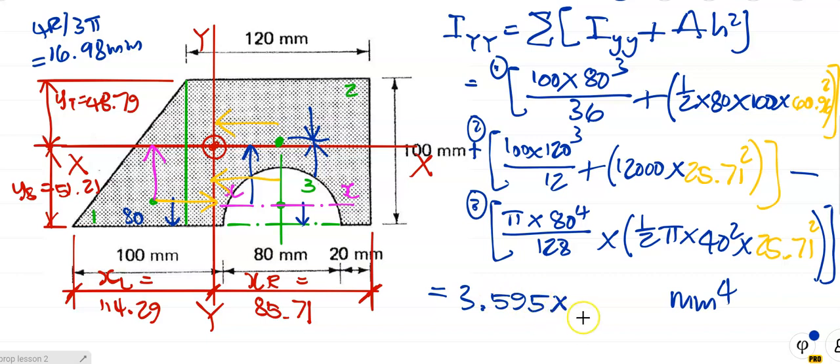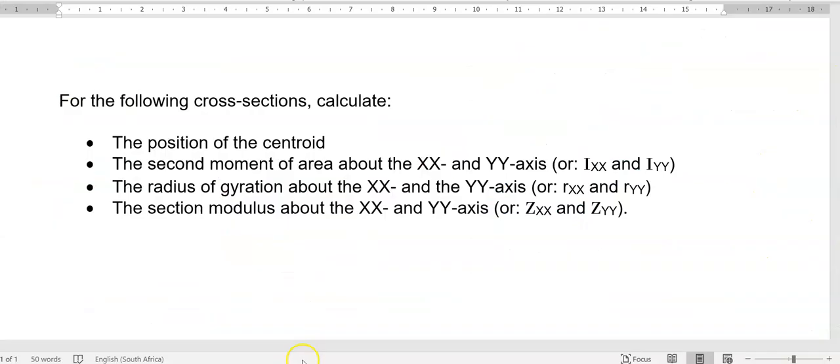3.595 times 10 to the power 7 millimeters to the 4th. Okay. So people, those are all the correct answers because I check them on Procon before I do this, so that when I give you the answers, if I get the answer that Procon says, then I know I'm giving the correct answer. So you must get the same answers. Okay, so people, that is the first 2 parts done for that question.